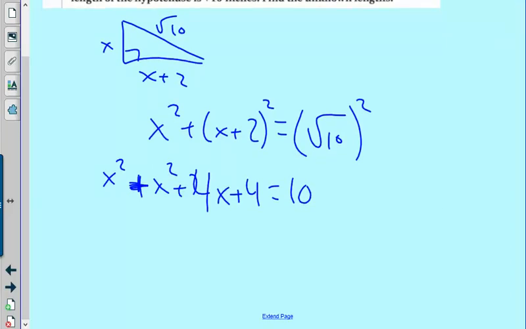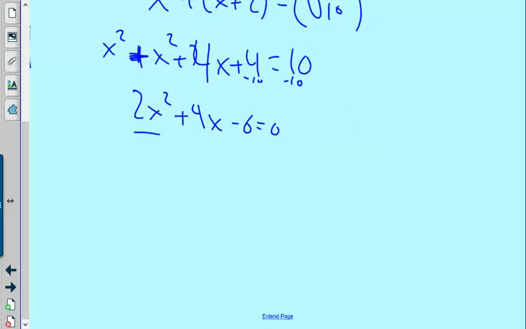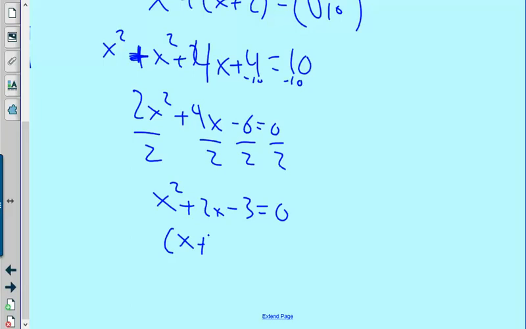All right, we're going to simplify up here. Add those two together. x squared plus x squared is 2x squared plus 4x, and then I'm going to subtract the 10 to get everything on the same side. And we'll divide by 2. This is just solving a quadratic, using some of our techniques from chapter 9 here, making the numbers a little bit smaller. And then we'll solve this using factoring. x plus 3, x minus 1. Alright, so my two solutions are negative 3 and positive 1.